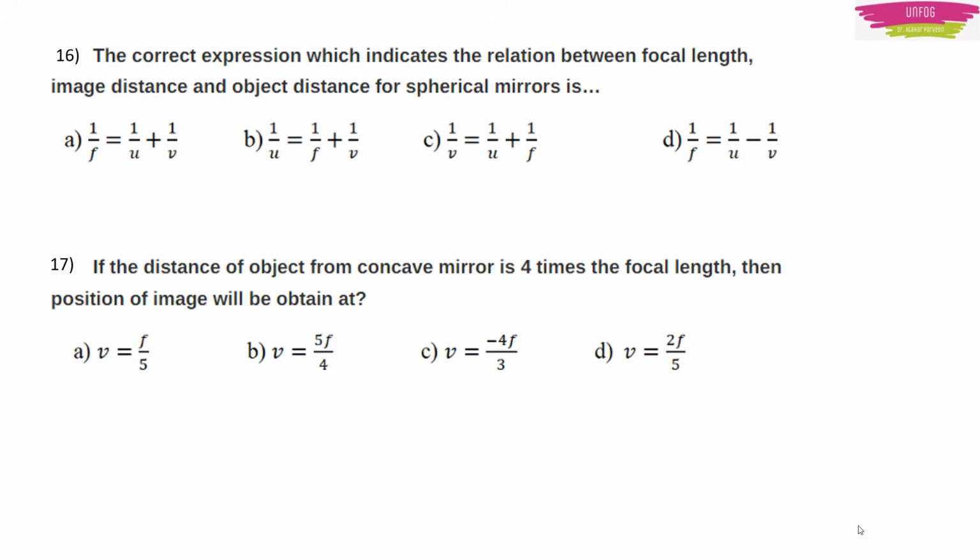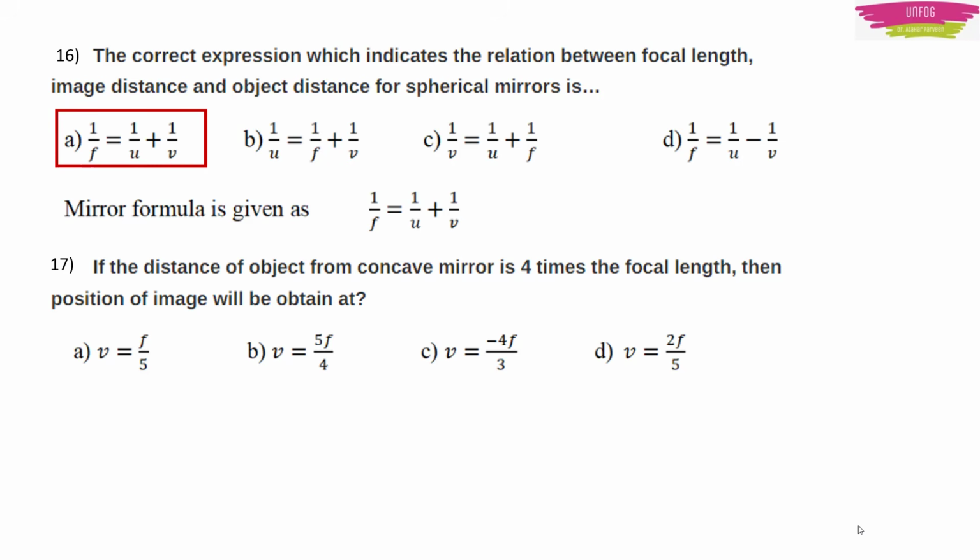Next, these two questions are based on mirror formula. First question is, the correct expression which indicates the relation between focal length, image distance and object distance for spherical mirror is, it should be the mirror formula, right? The mirror formula is 1 upon f is equal to 1 upon u plus 1 upon v. So 1 upon f is equal to 1 upon u plus 1 upon v. Option A should be the right answer.